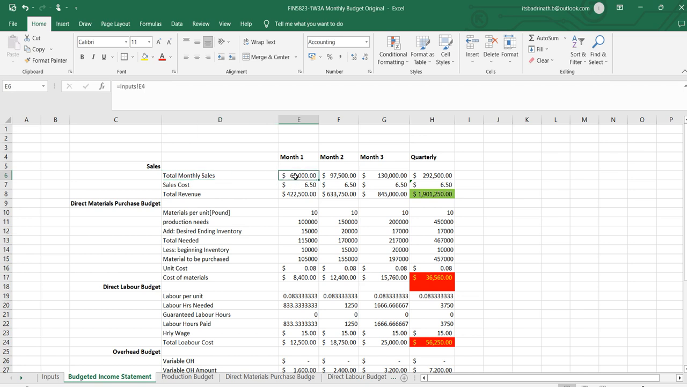What is the total monthly sale that we have received? 65,000. So now it is good. Though there is a sales cost here.